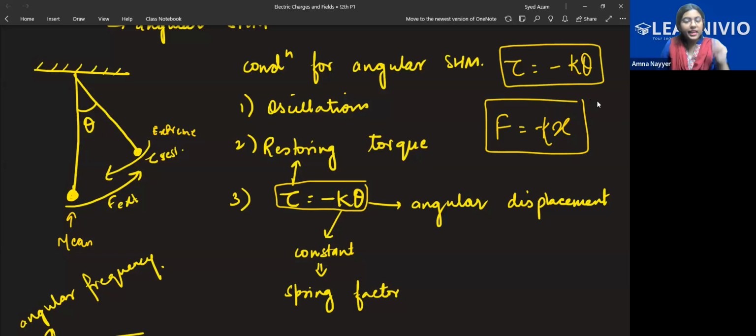If any quantity satisfies this condition in rotation or in translation, we say it satisfies the condition of SHM. For example, when a pendulum is present, the torque will try to bring the pendulum back to its mean position. So these are the conditions for SHM. This is from your class 11 portion, so I'm not going into the details. But yes, how to calculate the angular frequency and the time period?